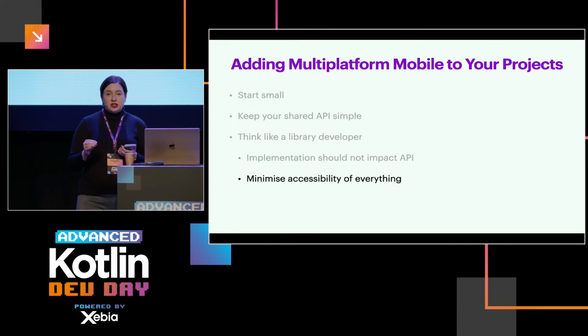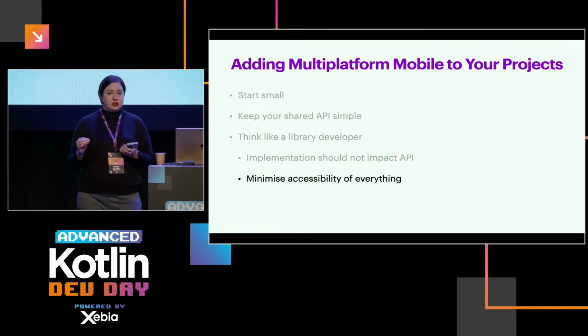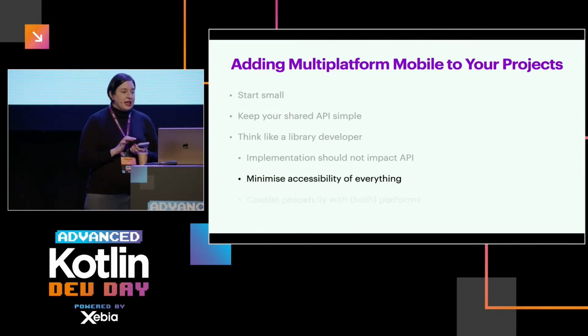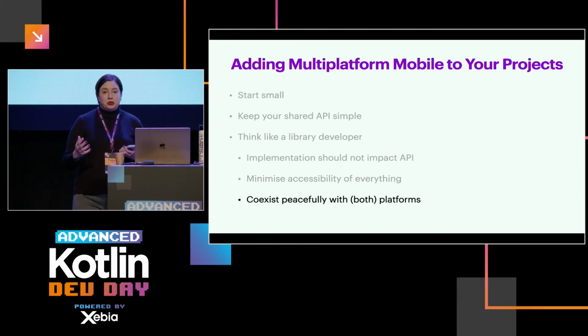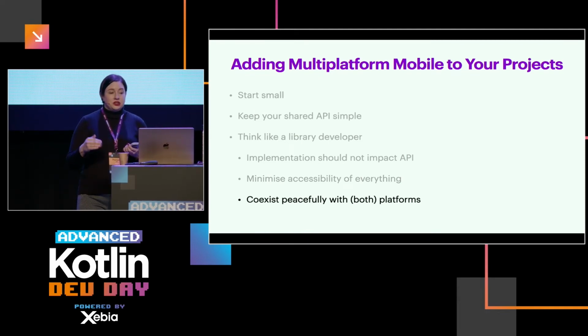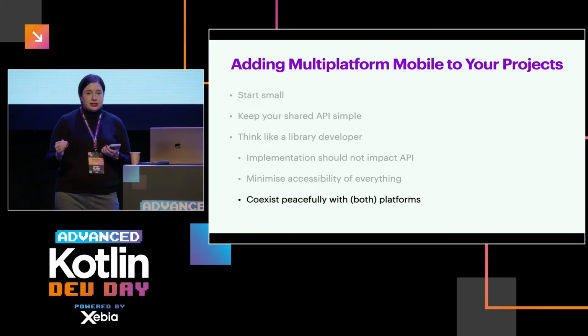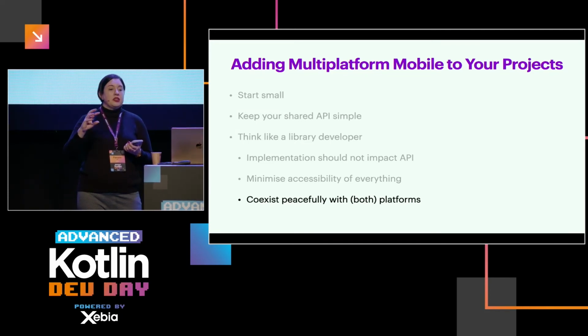Minimize the accessibility of everything. The magic keyword here is internal, where you're going to use internal liberally, aside from your public API. This is also going to do sort of magic for your iOS app binary sizes, because it will reduce that significantly. And lastly, coexist peacefully with both platforms. Don't just think about Android, also think about iOS. Learn from your iOS developers in your team what good iOS code looks like, and then implement an API that will encourage them to write great-looking code.